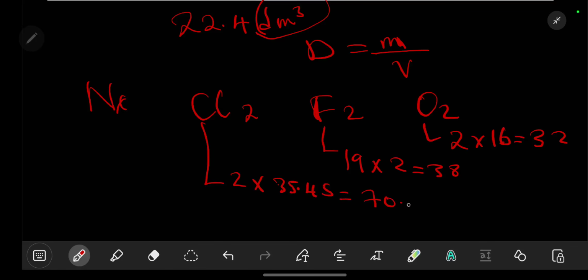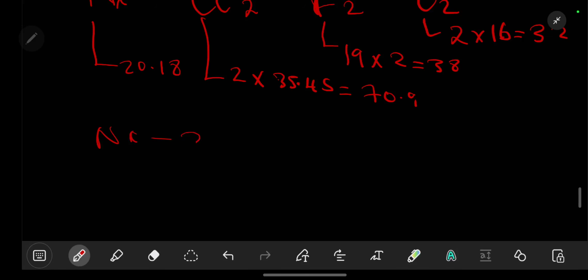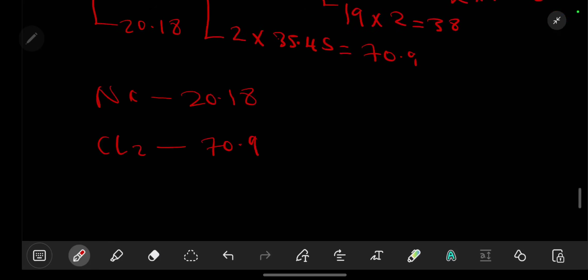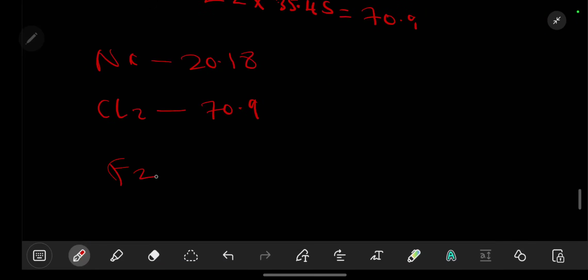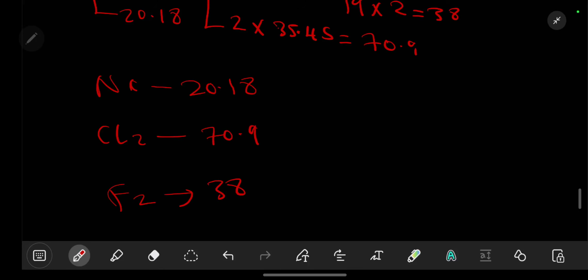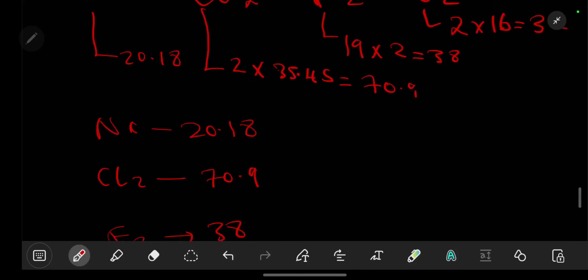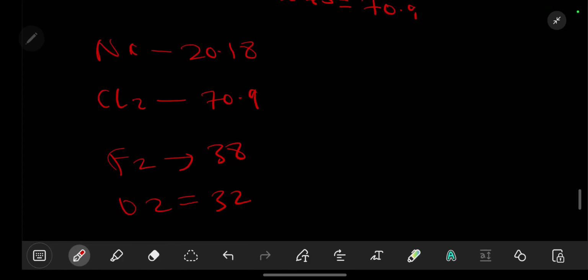This is going to give us 70.9. Neon, on the other hand, has a molar mass of 20.18. So we have our neon like that, it is 20.18. Then we have our chlorine, it has a molar mass of 70.9. Then we also have our fluorine, which has a molar mass of 38. Then we have our oxygen, which has a molar mass equivalent to 32.